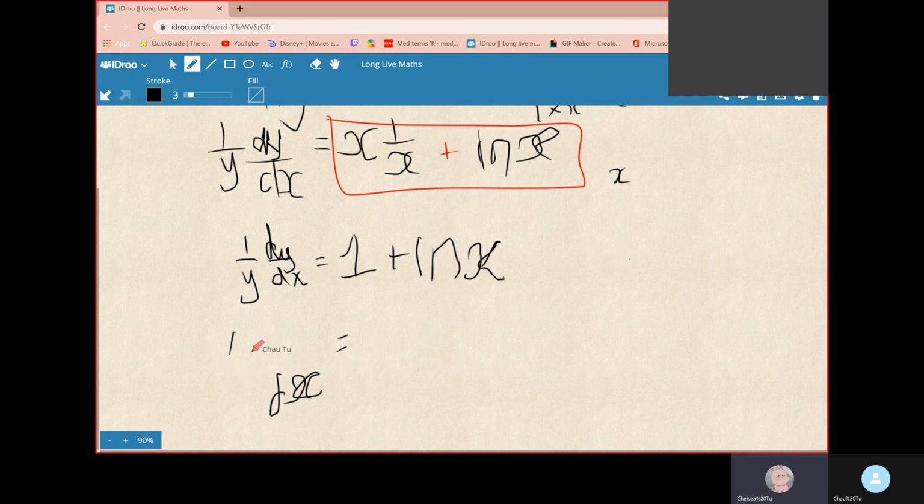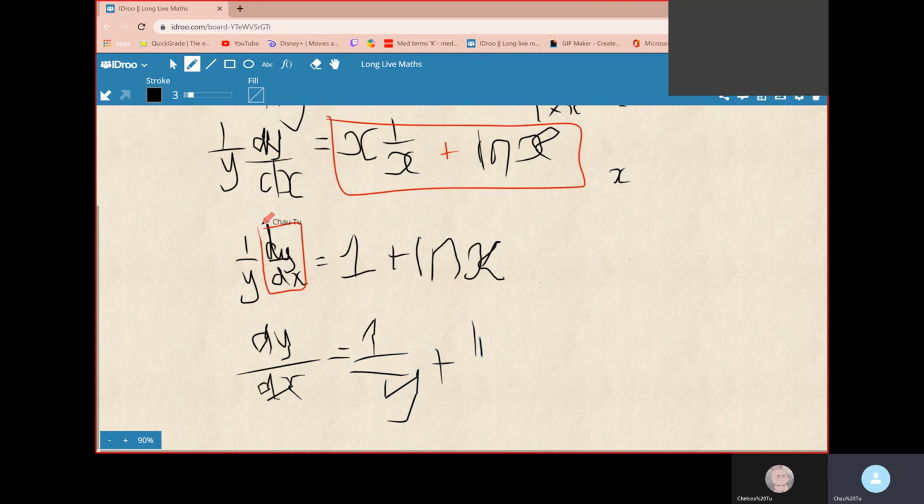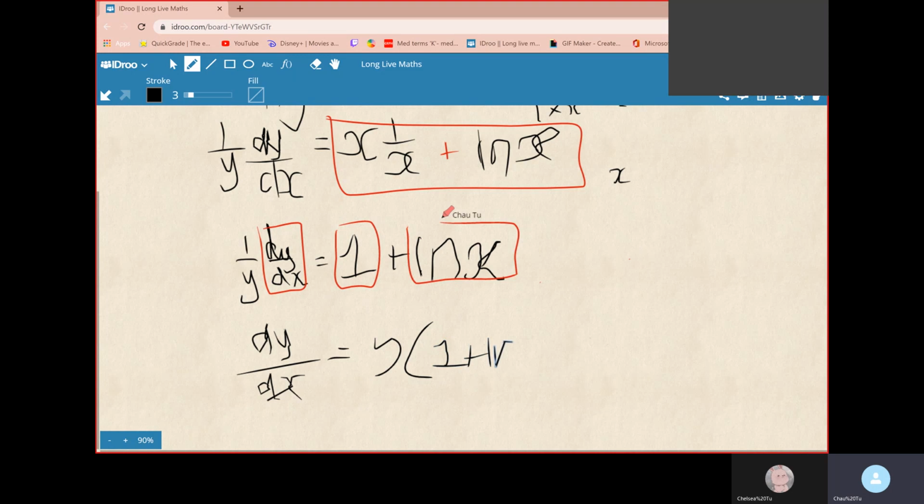Times y? Yeah, because your job is to get dy by dx on its own, because we're trying to find dy by dx. So get dy by dx on its own. You said times y, didn't you? So you can think of this as one block and another block, or you can just times this by y. I like it like this, much neater. And then this is your final answer, right?